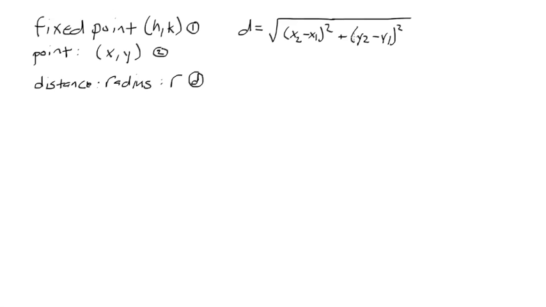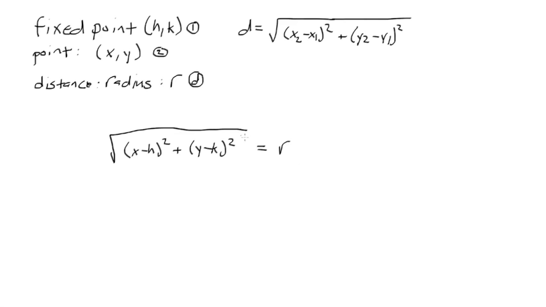Now I'm going to flip-flop the equation and put this on the left-hand side. So I want the square root of x2 minus x1, in this case x minus h squared, plus y2 minus y1, so y minus k squared, equals our distance, which is just r in this case.